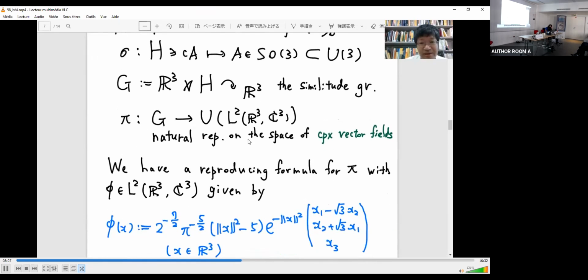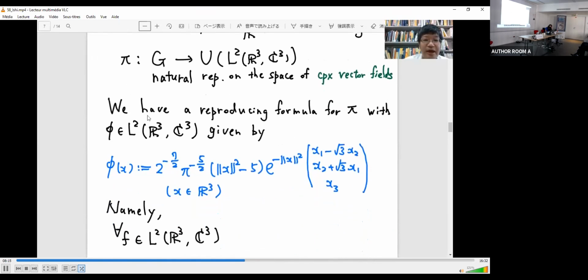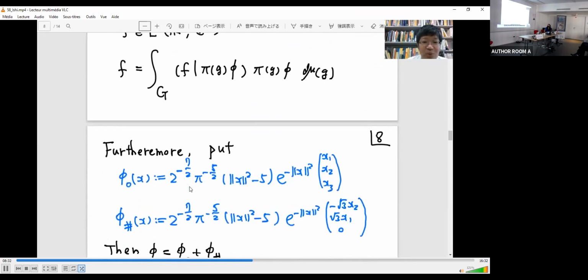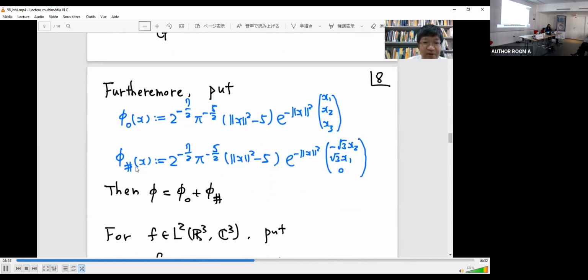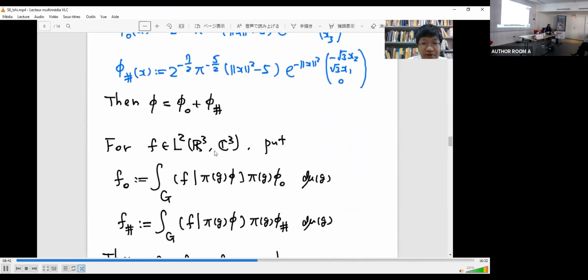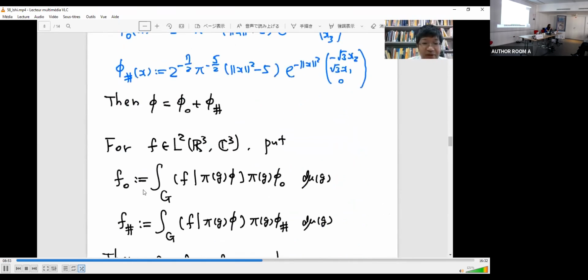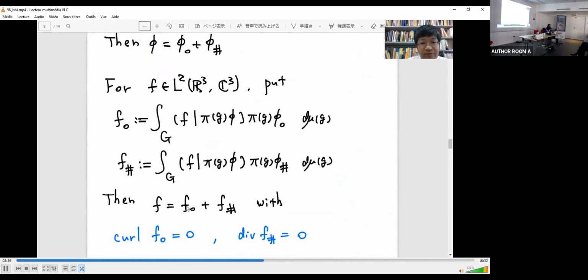We can consider the natural representation on the space of complex vector fields on R^3. Then, applying our result, we can find a special vector field phi, obtained and defined this way. Then every vector field is a continuous linear combination of pi(g) phi. Furthermore, we define the vector fields phi 0 and phi sharp in this way, and then phi equals phi 0 plus phi sharp. For f, we take the coefficients using pi(g) phi 0 or pi(g) phi sharp. Then we define f0 and f sharp. And clearly, f equals f0 plus f sharp.